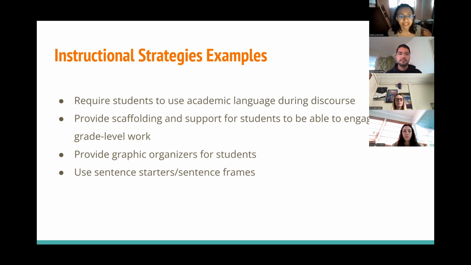The instructional examples require students to use academic language during this course, provide scaffolding and support for students to be able to engage in grade level work, and provide graphic organizers, sentence starters, and sentence frames. Next.